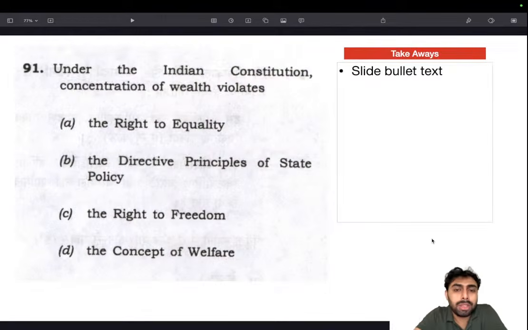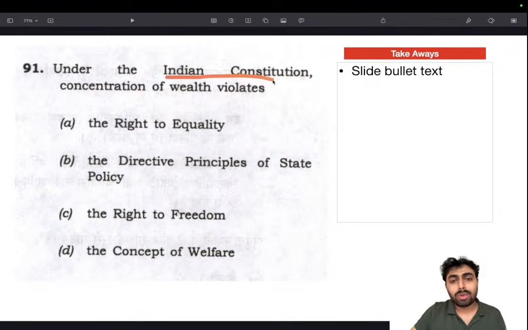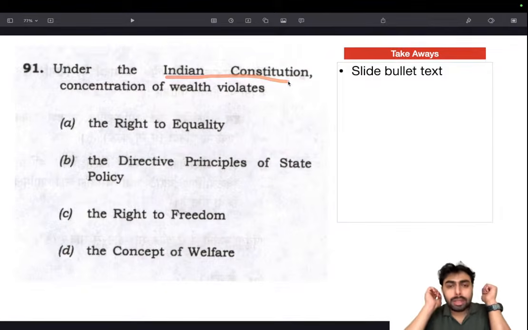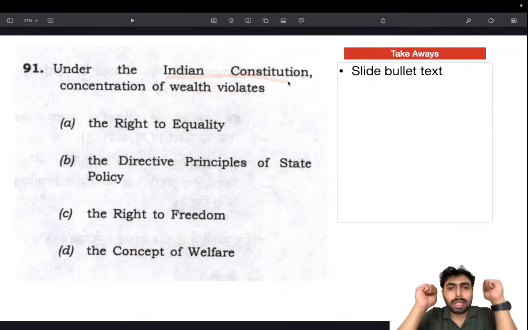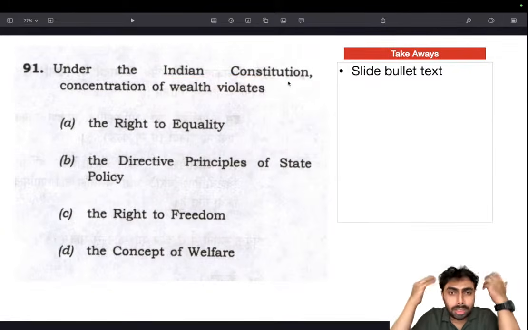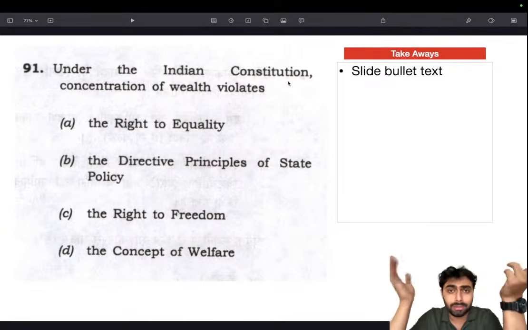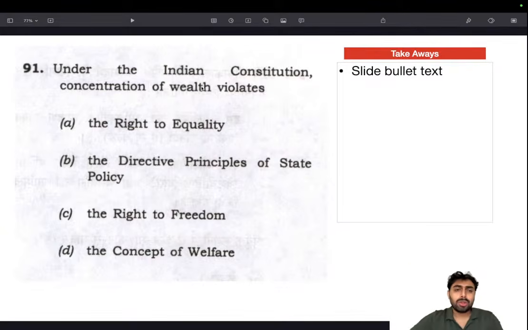Under the Indian Constitution, concentration of wealth violates... Very important. You have to look at the concentration of wealth phenomenon within the lens of the Constitution, not your general logic, not your general idea of welfare, not your general idea of governance. Okay. So, concentration of wealth violates right to equality. On first look, you might think that it can violate because some people are getting too rich and other people are getting too poor. Will it be violative of right to equality?